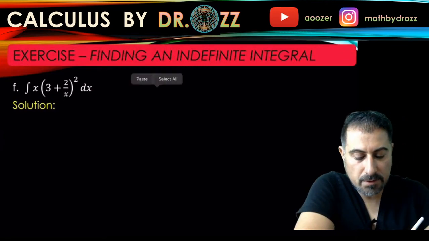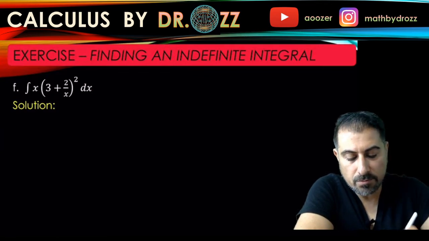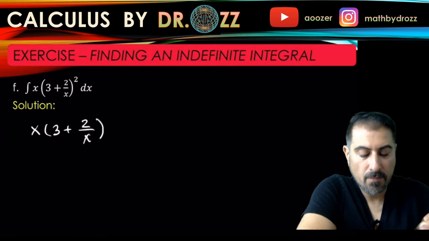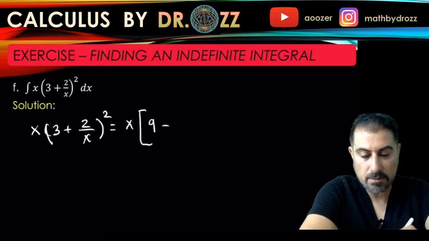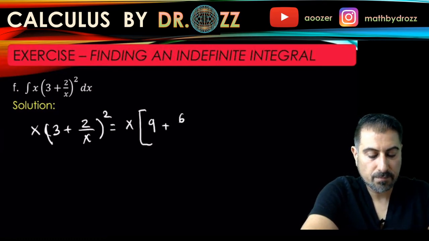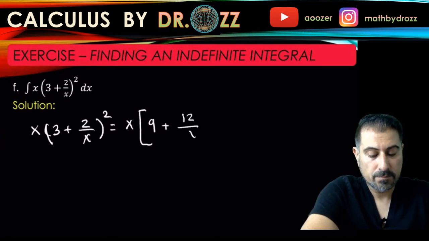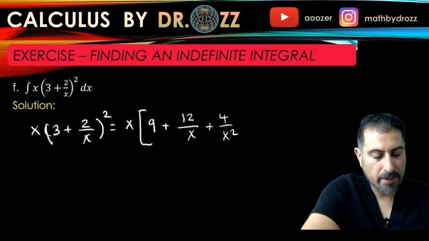I am going to rewrite this as (3 plus 2 over x) quantity squared. So here we go. I have 3 squared to be 9, twice the first and the second, so that should be 12 over x, I think. Okay, good. And then I have (2 over x) quantity squared, that's 4 over x squared.